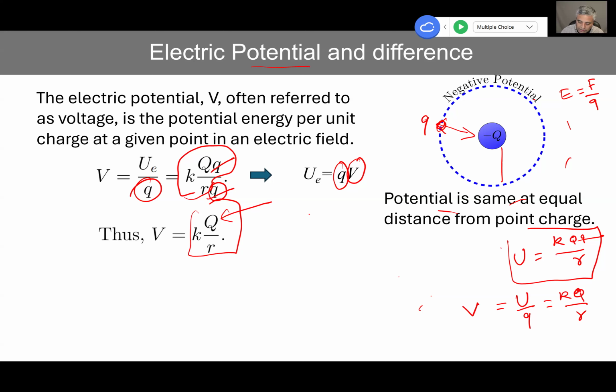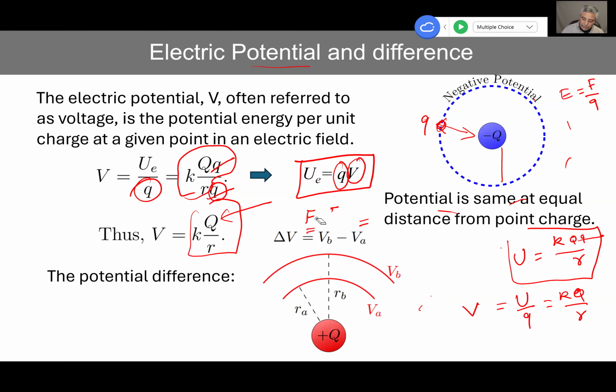Just like we had for the force, force can also be written as Q times E, right? Same idea. This is for potential and potential energy. This is for force and field, okay? So these things should be in your head, basically. You should be reading so many times, doing so many things related to this, it should be in your head.